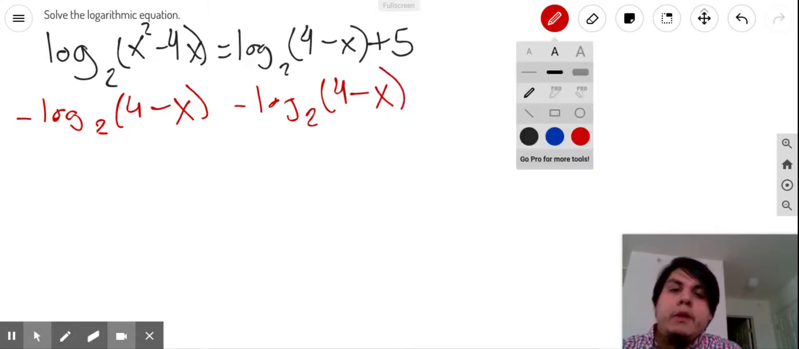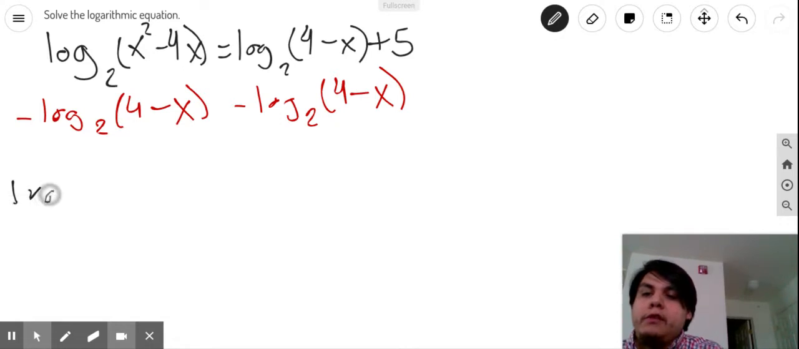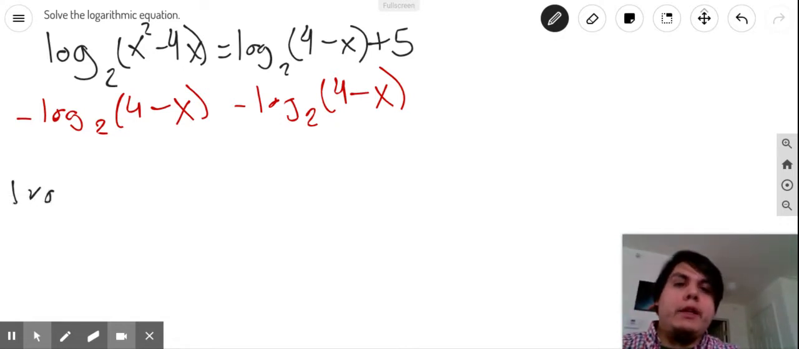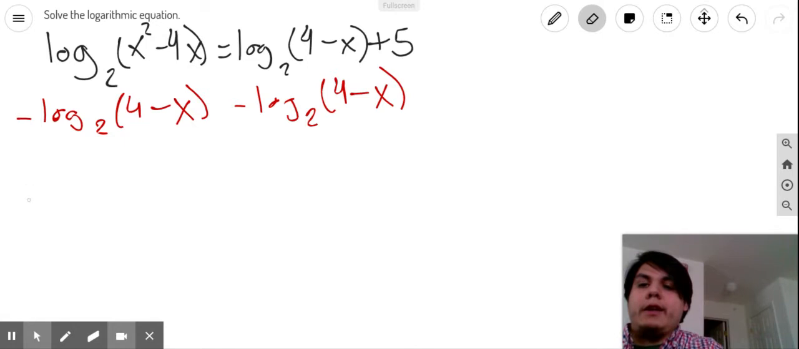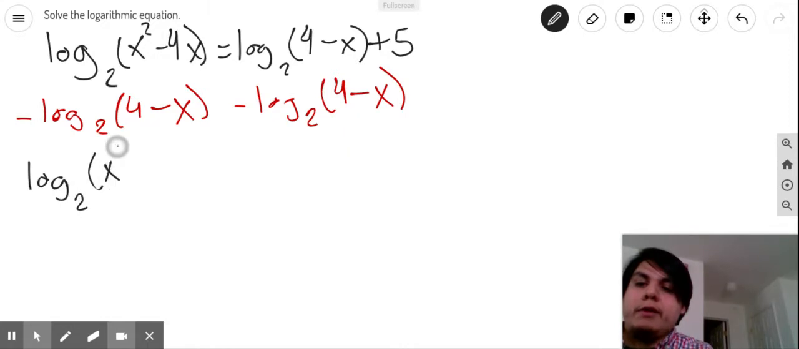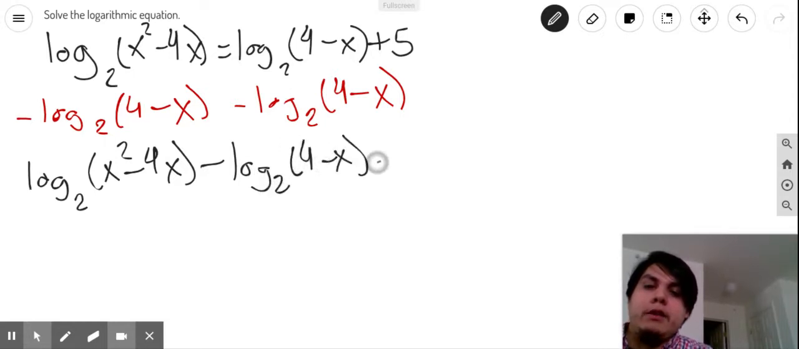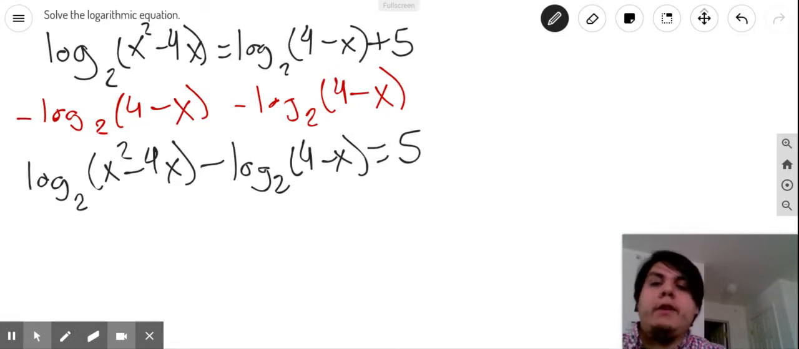Right? So then once I have that, I would have, oh wow, that is terrible writing. Oh my gosh. Try it again. We're going to have log base 2 of x squared minus 4x minus log base 2 of 4 minus x is going to equal 5.